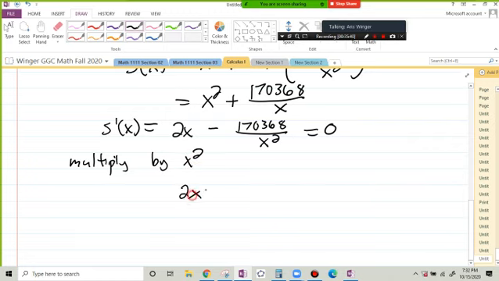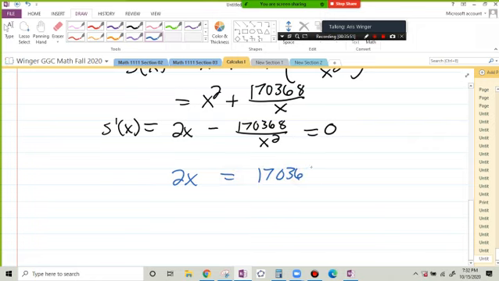Gives us 2x. Actually, let's do this. Let's put these things on both sides, and then we'll cross multiply. Either way works, but I want to be consistent. I've been doing it this way before. Over x squared equals that. Then we'll cross multiply. 2x cubed equals 170,368.